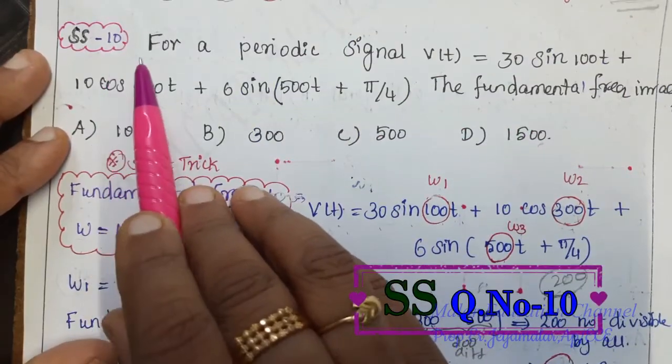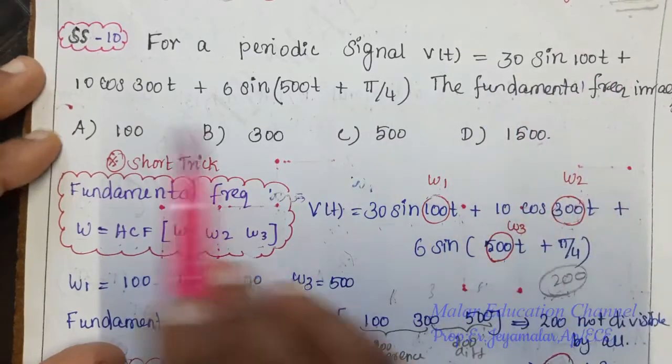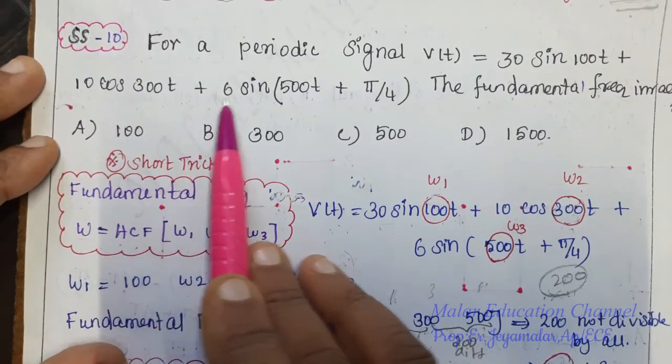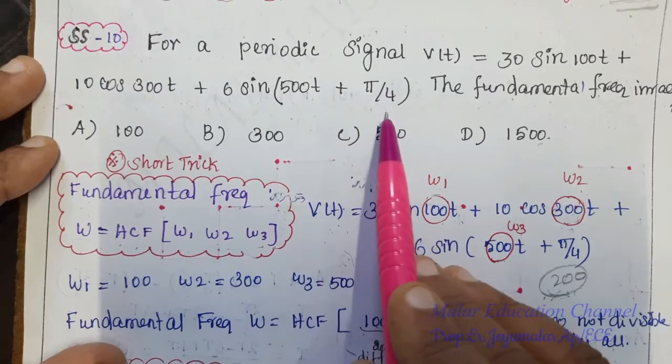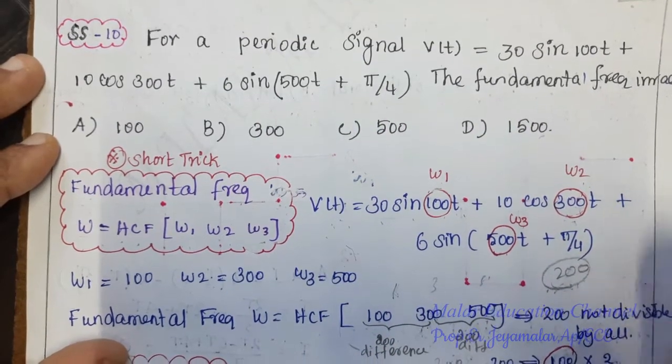Signals and systems, question number 10. For a periodic signal, V of t equal to 30 sin 100t plus 10 cos 300t plus 6 sin 500t plus pi by 4, find the fundamental frequency in radian per second. It's a very simple problem.